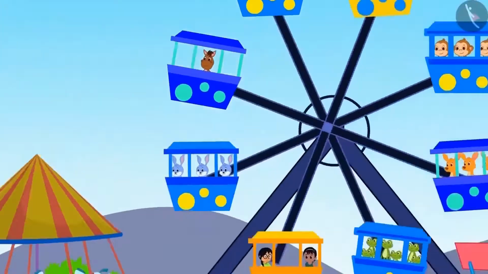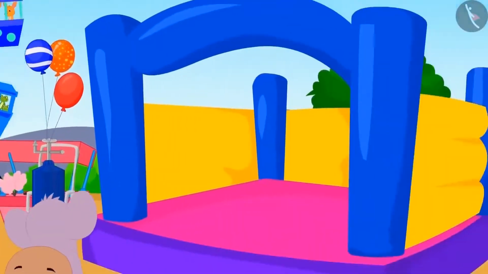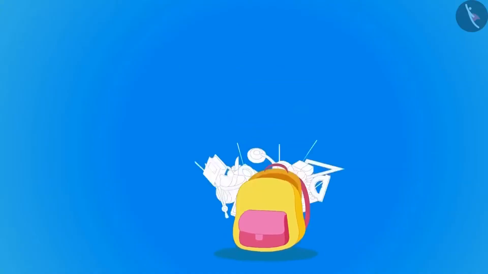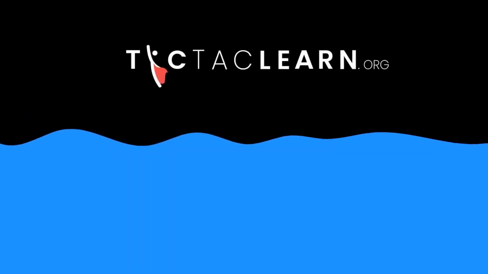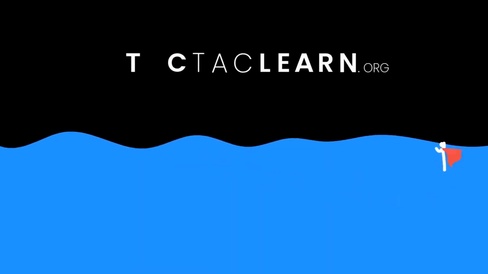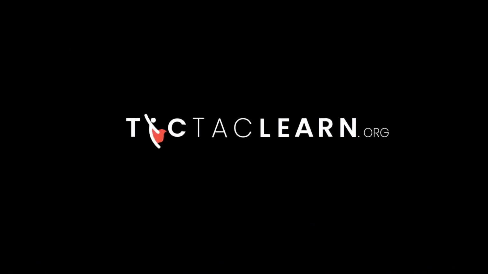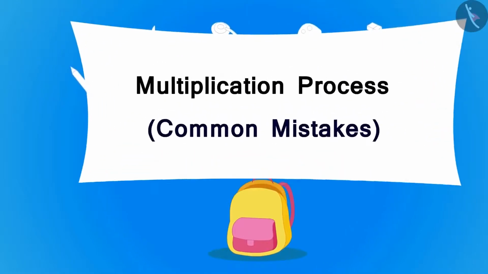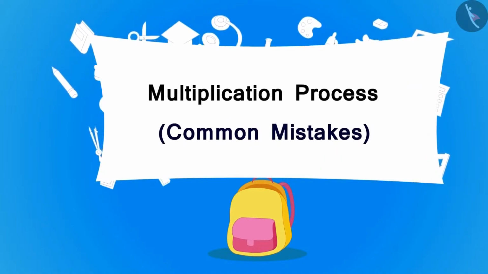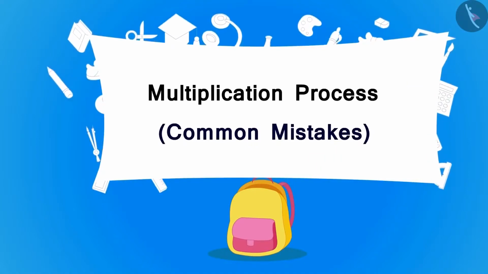Raju and Bablu and their friends had a lot of fun at the fair. Children, in this lesson we have seen some interesting examples on the process of multiplication. In the next video, we will see some common mistakes we make in the process of multiplication. Children, in the previous lesson, we saw some interesting examples on the process of multiplication. In this lesson, we will cover some common mistakes related to multiplication.